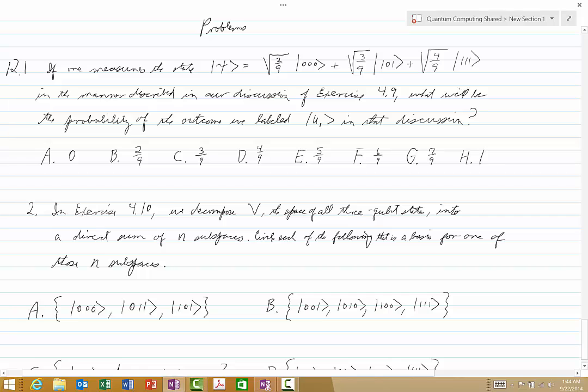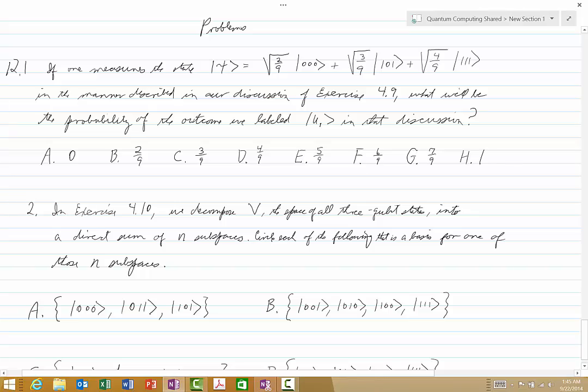Okay, so now for the problems for lecture 12. In the first one, we have the following. If one measures the state C, which is equal to the square root of 2/9 |000⟩ plus the square root of 3/9 |101⟩ plus the square root of 4/9 |111⟩, in the manner described in our discussion of exercise 4.9, which was the first exercise we discussed in this lecture, what will be the probability of the outcome we labeled U1 in that discussion?